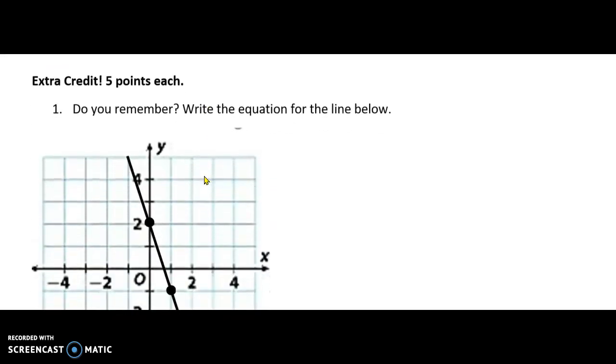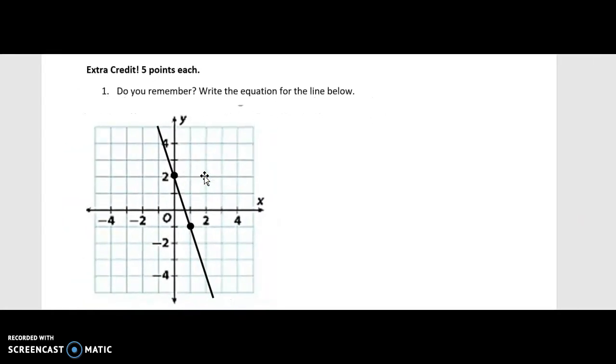All right, extra credit, 5 points. Do you remember? Write the equation of the line. So remember, an equation for a line is always the same format, y equals mx plus b, right? Where we have a beginning point. So let's look at what our beginning point is. If I look at the y-axis, that's where we begin. Think of b, right? B for begin. We begin here. So it looks like -2 is our beginning point.